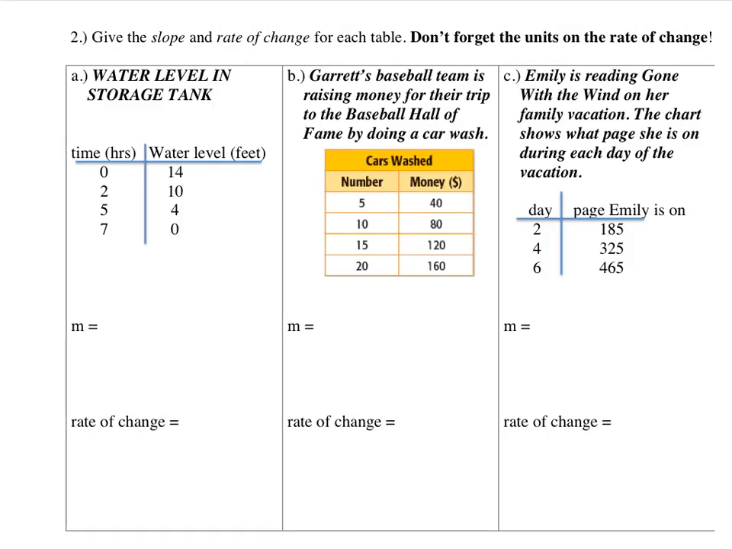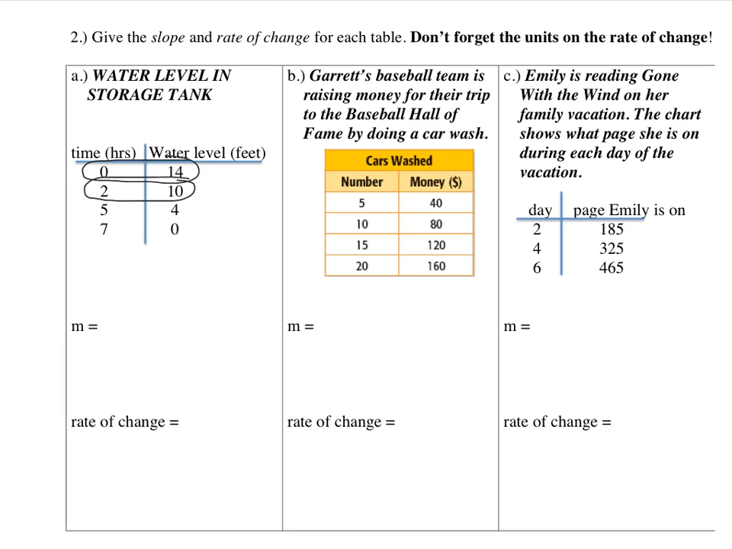So that was just finding rate of change on a graph. And now we're going to tables, right? So let's take a look at A, water level in a storage tank. Well, we've got all these ordered pairs, and we don't have the graph. So what do we use? Well, we use our formula, right? Our slope formula. So all I have to do is pick 2 of the ordered pairs. So I'm just going to pick the first 2, right? So I'm going to pick the ordered pairs 0, 14 and 2, 10. You don't have to pick those 2 if you don't want to. And then I'm just going to find the slope between those 2 points.